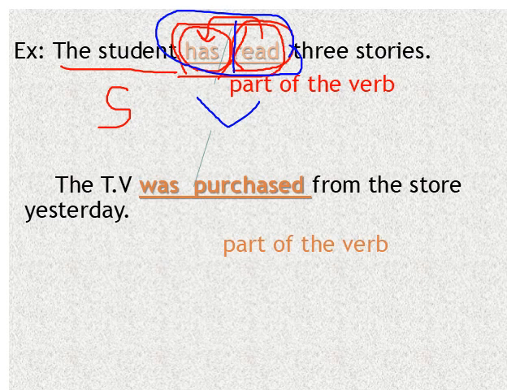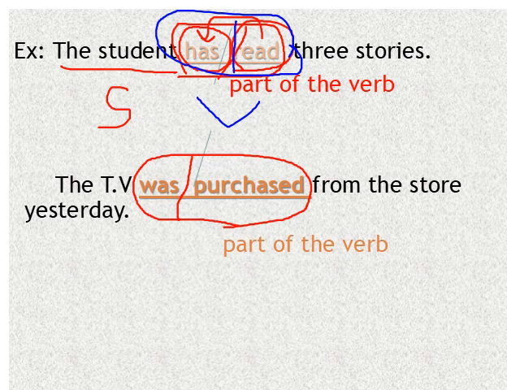Fine, so has read is the verb. Now, in the second example, the TV was purchased from the store yesterday. Now, here in this case, we have was purchased, which is the verb. Now, this verb also contains two parts. Okay, was purchased. Here we have purchased and was, the verb to be. And here, remember, it is a passive voice sentence. Now, purchased here is a past participle. Also, it is like read in the first example. It is part of the verb.